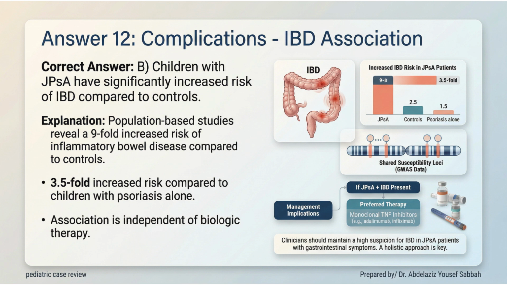Population-based studies reveal a 9-fold increased risk of inflammatory bowel disease compared to controls, and a 3.5-fold increased risk compared to children with psoriasis alone. This association is independent of biologic therapy. Genome-wide association studies have identified shared susceptibility loci between psoriatic arthritis and inflammatory bowel disease. When both conditions coexist, monoclonal tumor necrosis factor inhibitors such as adalimumab or infliximab are the preferred therapy. Clinicians should maintain high suspicion for inflammatory bowel disease in juvenile psoriatic arthritis patients presenting with gastrointestinal symptoms.